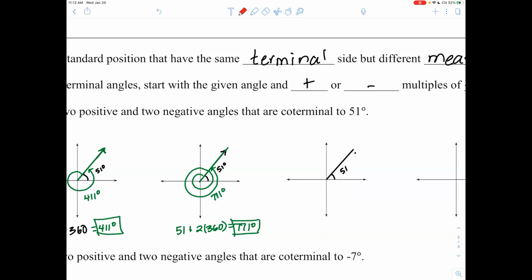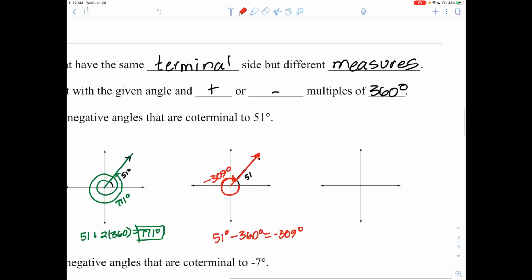And actually, I didn't want to do it like that. I wanted to do it like this. So back 360 degrees, right? So if I do 51 degrees minus a full revolution of 360 degrees, plug that into my calculator, I get negative 309 degrees, right? I start at 0, go down 90, negative 180, negative 270, and then negative 309. So that is a negative coterminal angle.